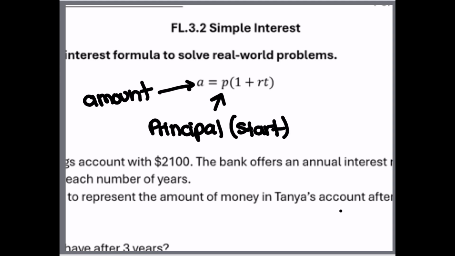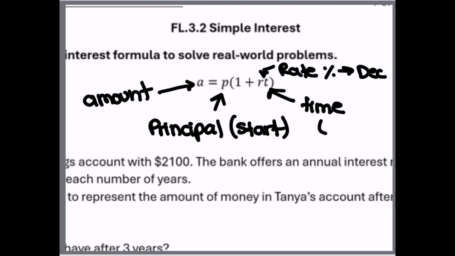1 is part of your equation. R is your rate. Typically, you'll see it as a percentage, and you have to be able to convert it to a decimal. And T is our time. And when we talk about time, we're always talking about time in years.